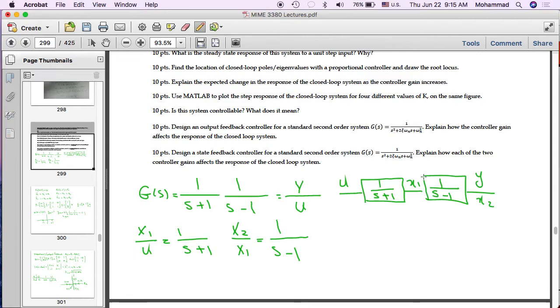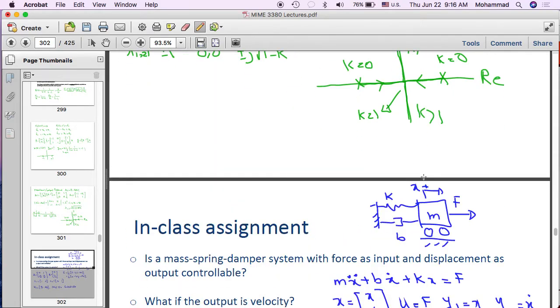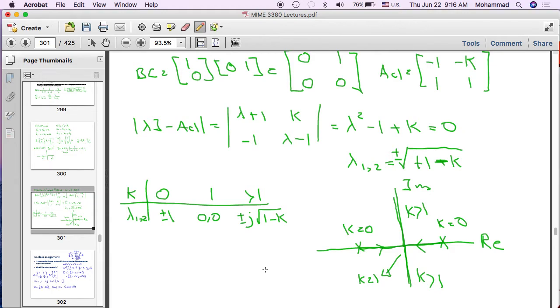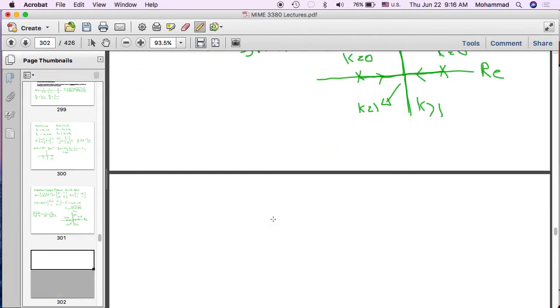And the next question is: is this system controllable? The way to determine if the system is controllable or not is to create the reachability matrix. So let's go ahead and do that. So we need to create W_R.